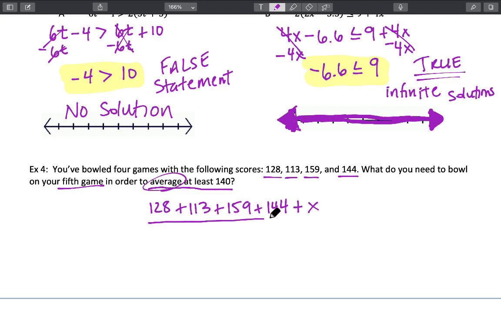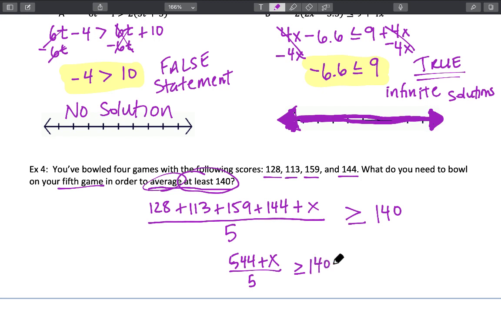We want to figure out what that score needs to be in order for this average here, add up those 5 games, divide by 5, in order for this average to be at least 140. That means it has to be greater than or equal to 140. All right, to solve, we are going to combine like terms on the left-hand side here. When we add 128, 113, 159, 144, we're going to come up with 544 plus x. Divide that by 5, and that should be greater than or equal to 140.